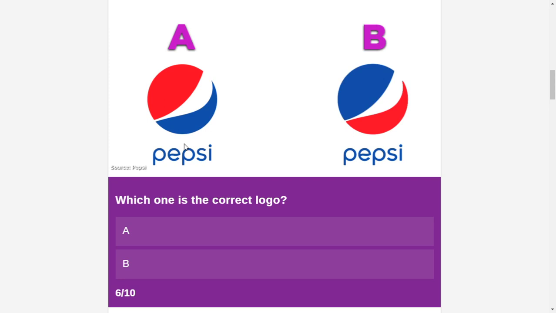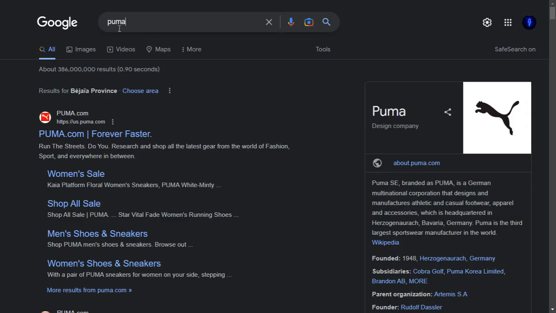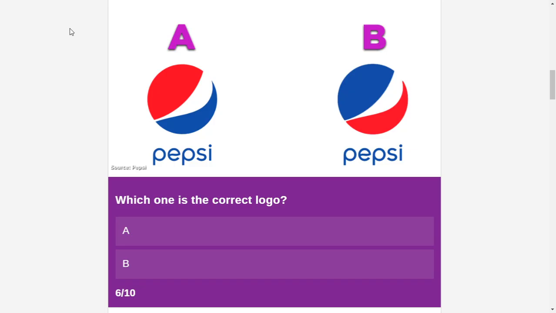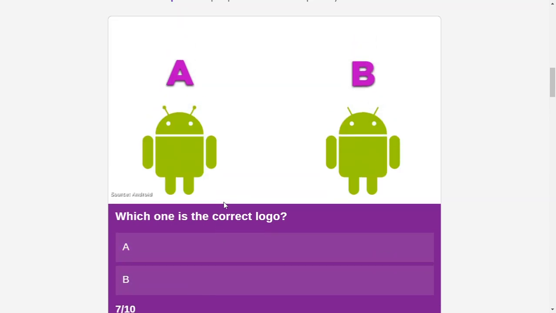Pepsi. Which one? A or B? Was cheating a little bit. B. A. B. I mean A. What the heck?